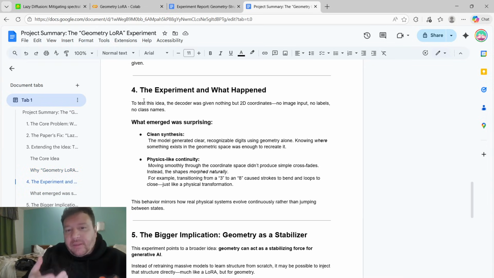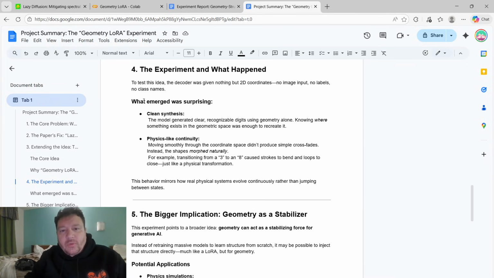And so the experiment and what happened. To test this idea, the decoder was given nothing but 2D coordinates. No image input, no labels, and no class names. What emerged was surprising. There was a clean synthesis. The model generated clear, recognizable digits utilizing geometry alone. Knowing where something exists in the geometric space was enough to recreate it. This created physics-like continuity.